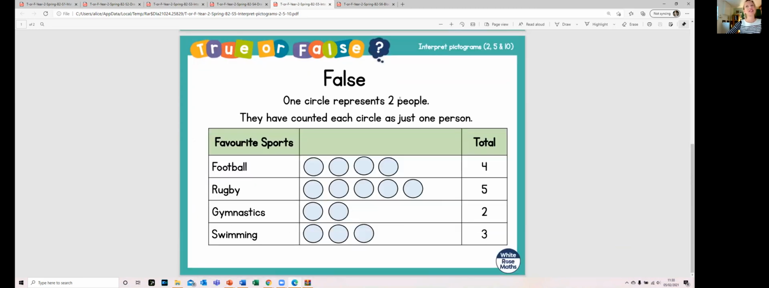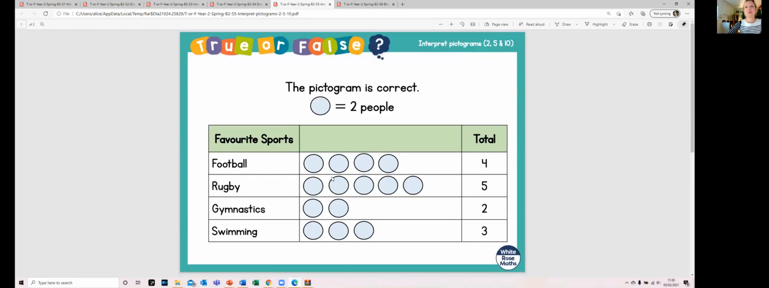1 circle represents 2 people. It is false. Well, we could see that, couldn't we? They have counted each circle as just 1 person. So they thought the total should have been these ones. But in fact, the circle represents 2. Gymnastics should have been 4 people. And swimming should have been 6, not 3.